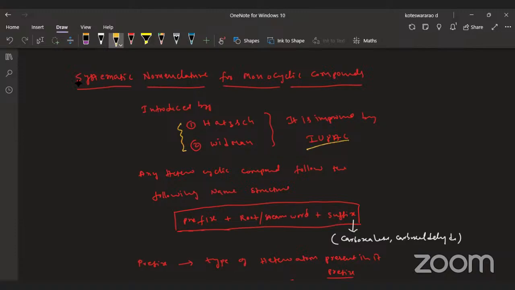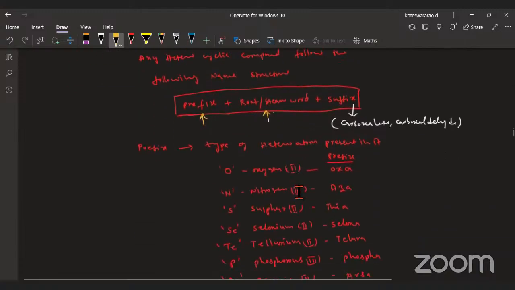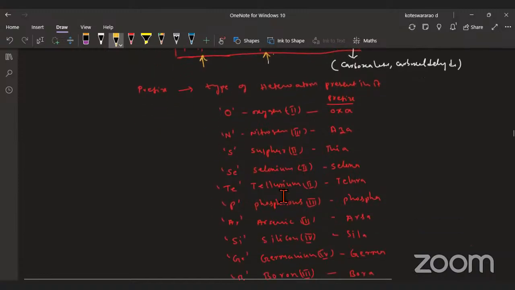Any heterocyclic compound should have a name, and it follows systematic nomenclature. For giving the nomenclature, it should follow three parts in its name: one is the prefix, another is the root word or stem word, and another is the suffix. The prefix always indicates the heteroatom present in the heterocyclic compound.